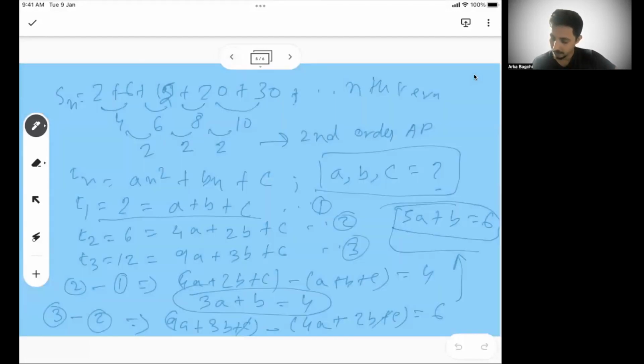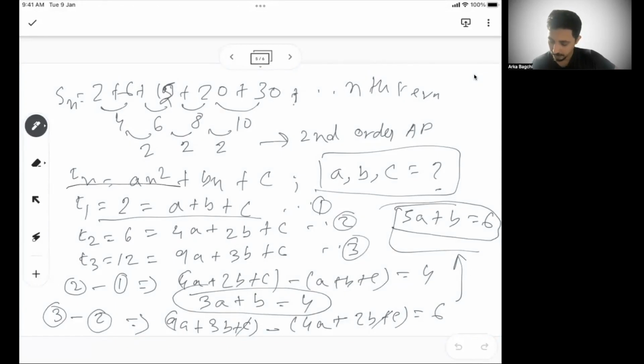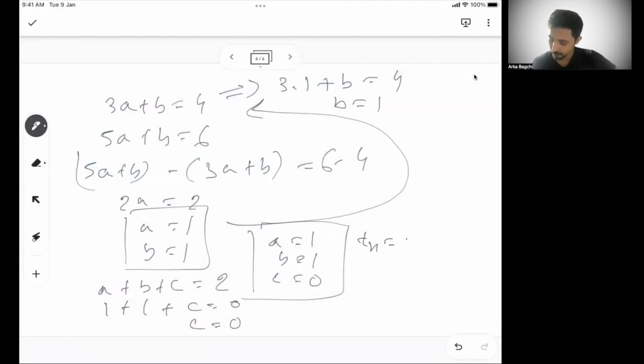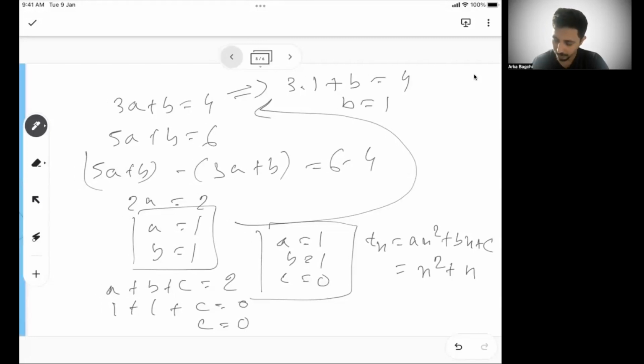Now, if I go back here, what was my generic term? An square plus Bn plus C. Now A is 1, B is 1, and C is 0, so my Tn becomes N square plus N. So this is one way. I know it's a little longish way to calculate, but this is the way to solve it if you cannot identify the generic term right away. You have to write the standard form of it, put the values, get the equation, solve it, and get the generic form.